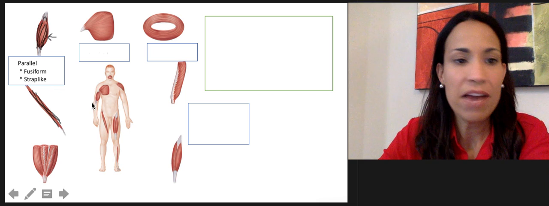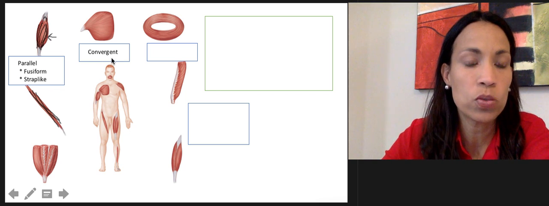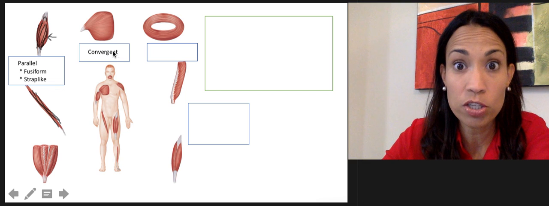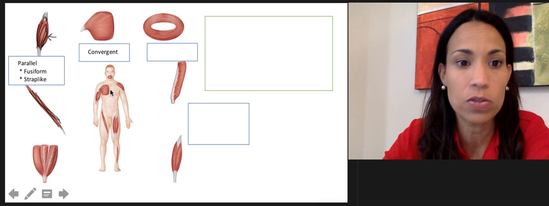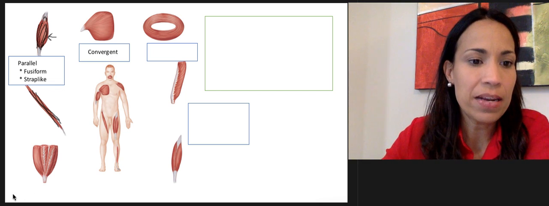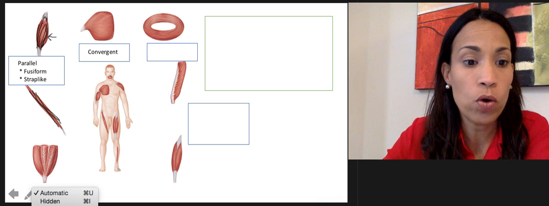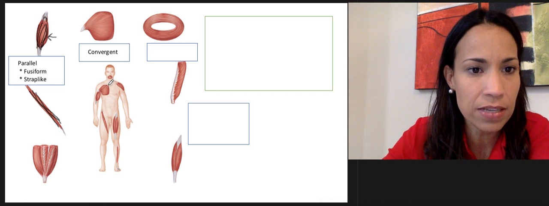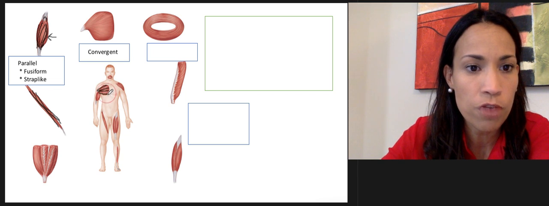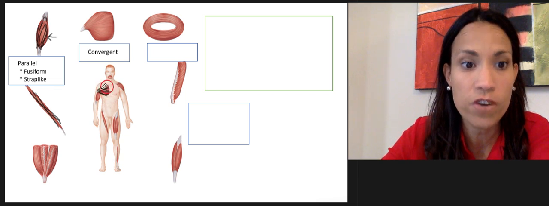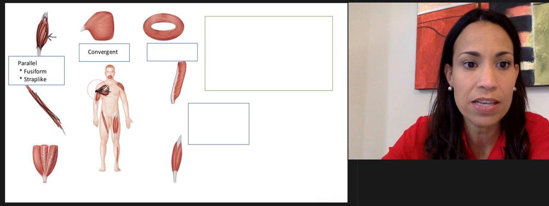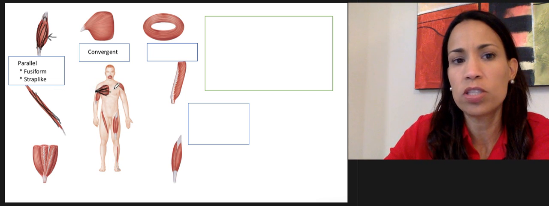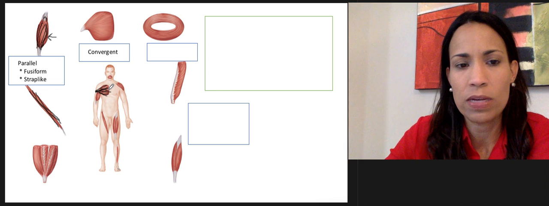Then we have another type of muscle, which is the convergent. Here, the muscle fascicles originate in a broad surface. See, fibers begin from here, from here, from here, from different directions, and they converge in one single point. So this is a convergent type. An example is the pectoralis major.